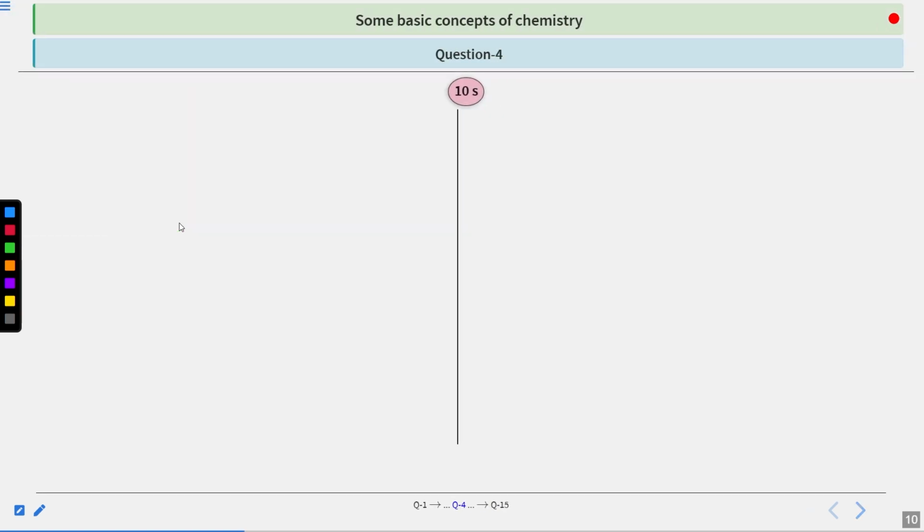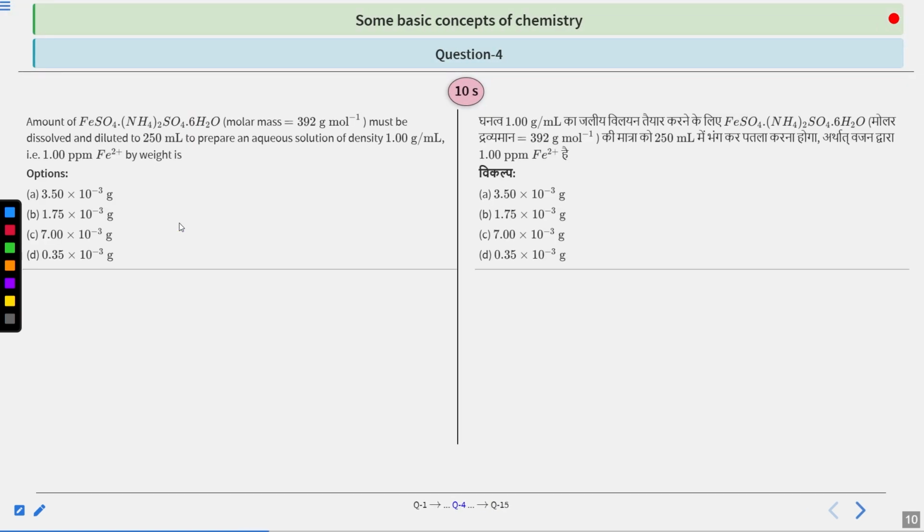Moving on to question number 4. Question number 4 says that the amount of FeSO4·(NH4)2SO4·6H2O, whose molar mass is 392 gram per mole, must be dissolved and diluted to 250 ml to prepare an aqueous solution of density 1 gram per milliliter, that is 1 ppm Fe2+ by weight, is how much?